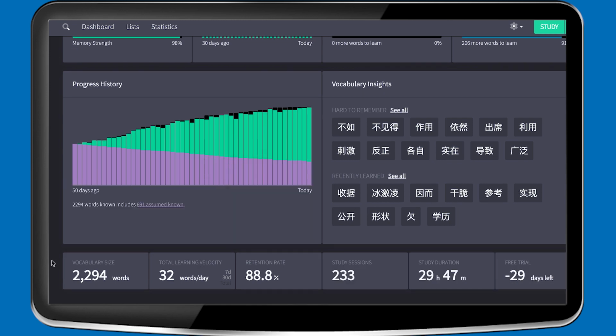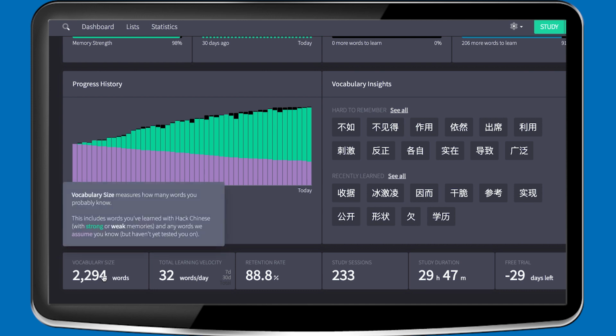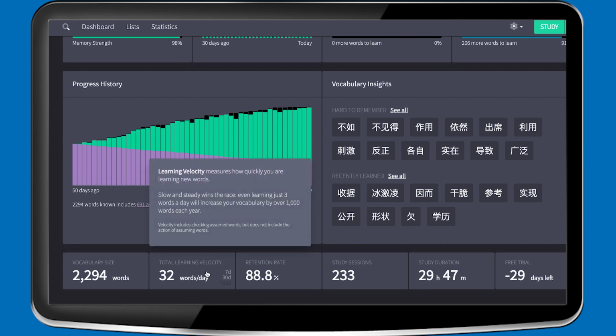And probably my favourite section is at the bottom here. So you've got your vocabulary size, which of course is really motivating to see it increase. You've then got your learning velocity. So learning velocity measures how quickly you are learning words. Slow and steady wins the race. So what it's telling you here is that even just 3 words a day would increase your vocab by 1,000 words a year. So what it's telling you is don't worry if you're not super consistent, you will still be learning well.